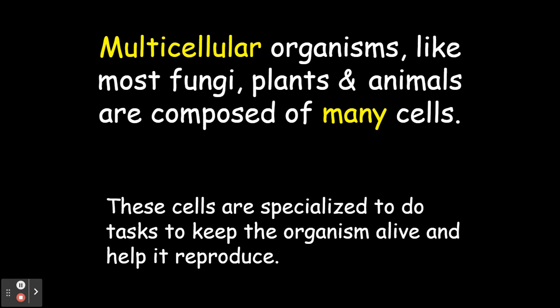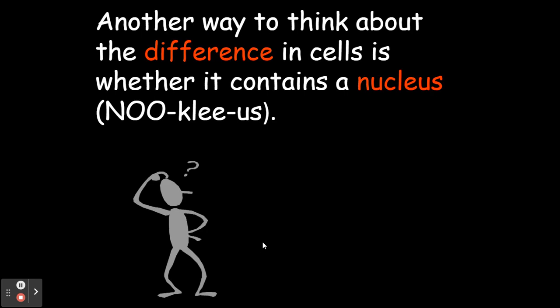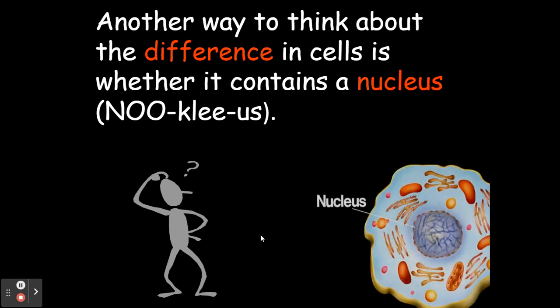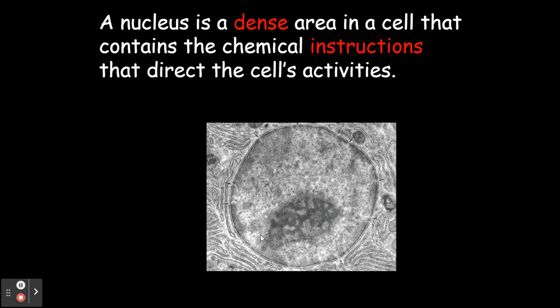Multicellular organisms, like most fungi, plants, and animals, are composed of many cells. These cells are specialized to do tasks to keep the organisms alive and help it reproduce. Another way to think about the difference in cells is whether it contains a nucleus or not. A nucleus is a dense area in the cell that contains the chemical instructions that direct the cell's activities.